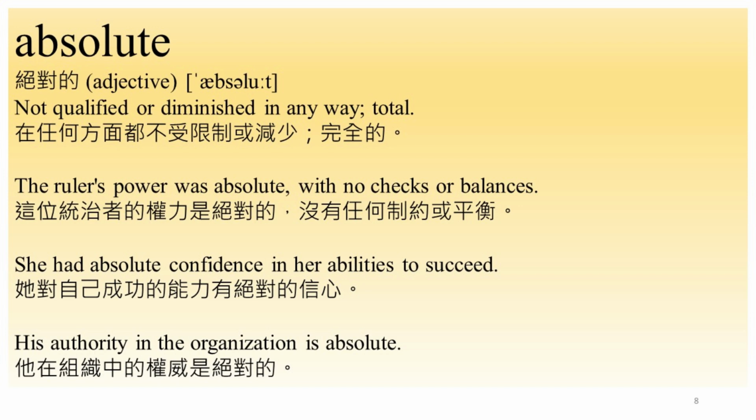Absolute. 绝对的. Not qualified or diminished in any way, total. The ruler's power was absolute, with no checks or balances. She had absolute confidence in her abilities to succeed. His authority in the organization is absolute.